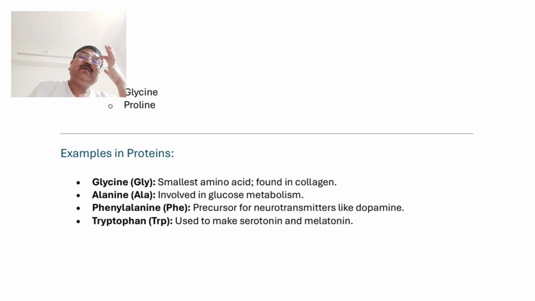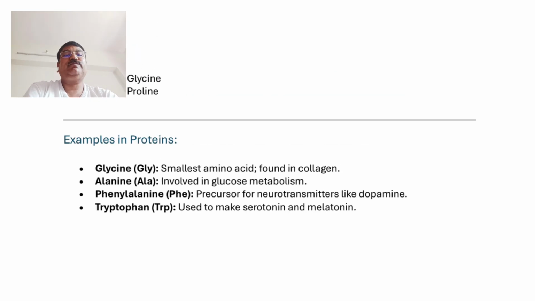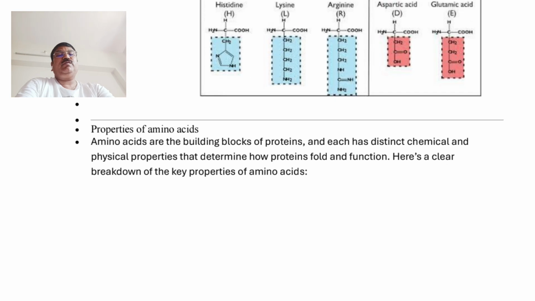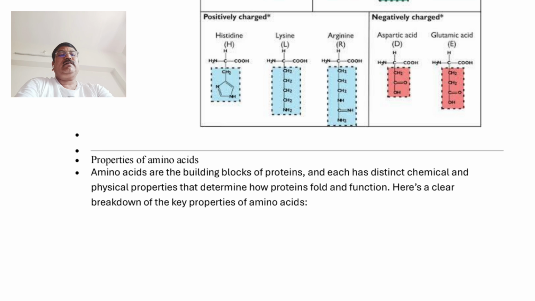So these are some examples in which various kinds of alpha amino acids are used as building blocks. Glycine, alanine, phenylalanine, and tryptophan play an important role in the development of collagen, glucose metabolism, dopamine, serotonin, and melatonin. So remember these four different examples. So these are the protein material and related classification.